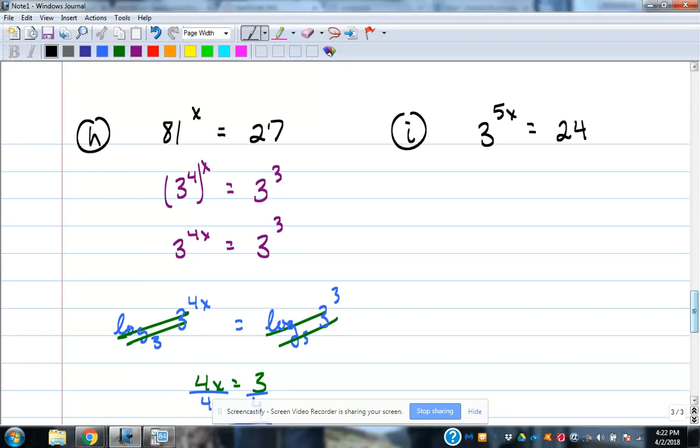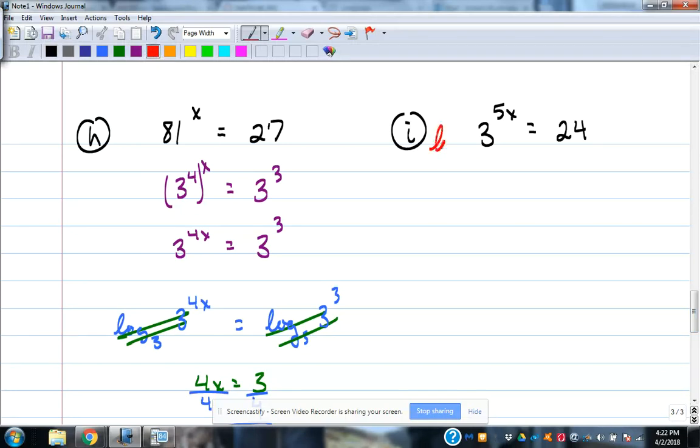For simplicity, we would love it if 24 would turn into 3 to the power, but we know it doesn't because 24 is 12 times 2, and 12 is 4 times 3. So there's a number other than a 3 in there that messes things up. So we can't do that with this. So what we want to do is cancel out that base. What log base will cancel out a 3 as a base? Log base what? Log base 3.